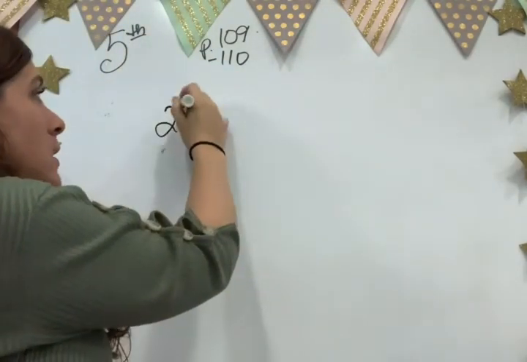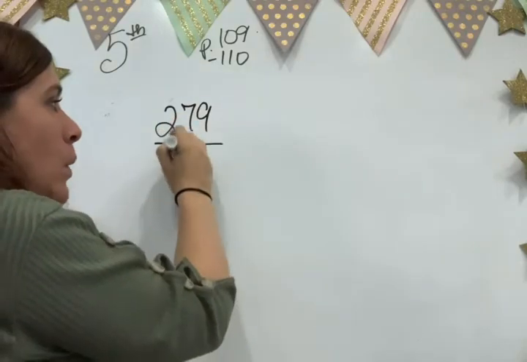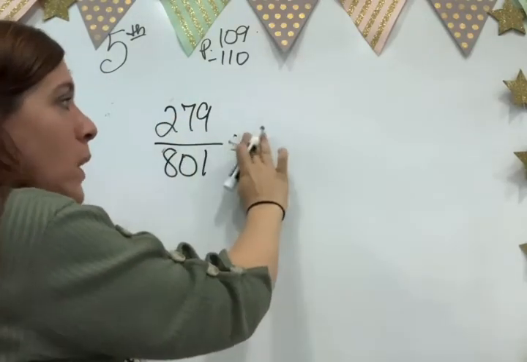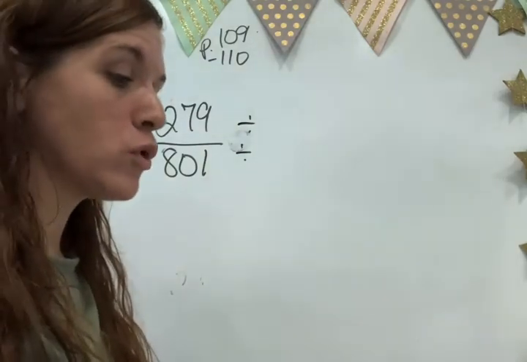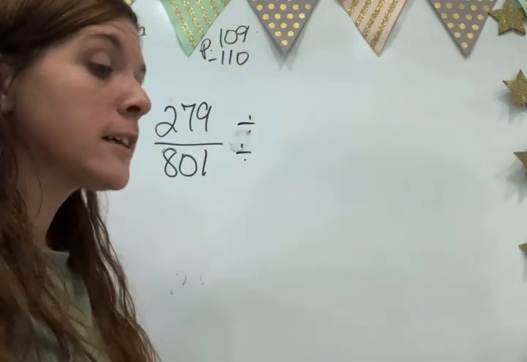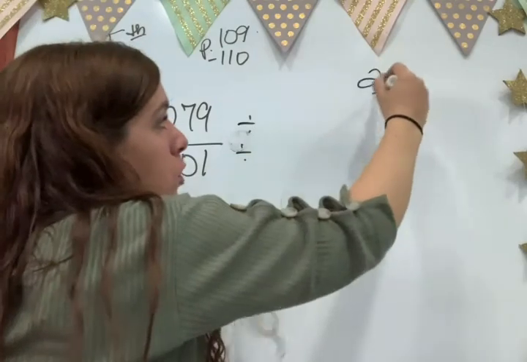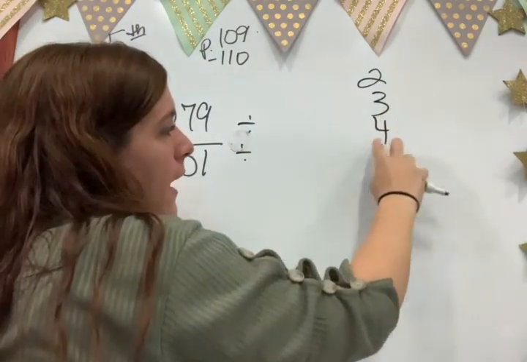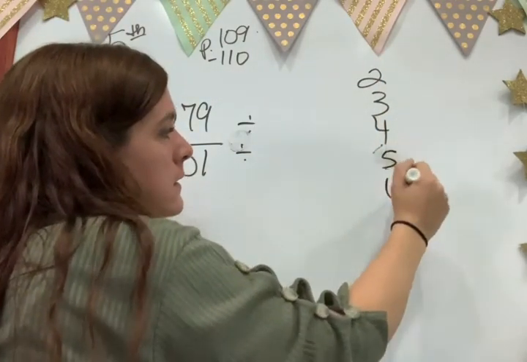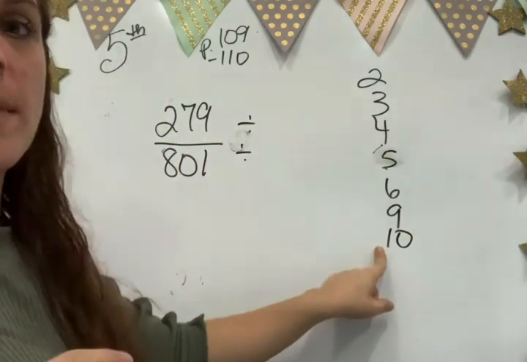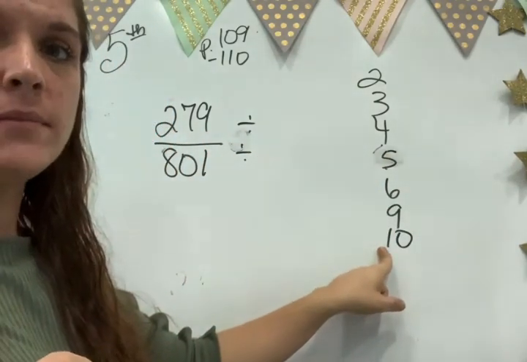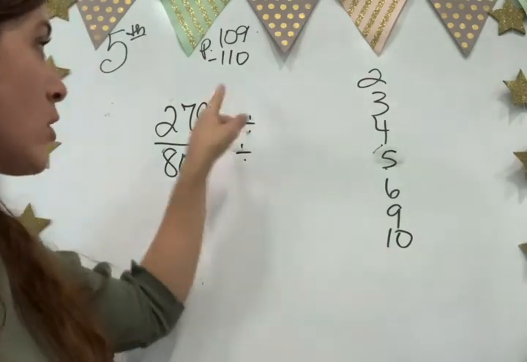Letter A, 279 over 801. We need to decide what number we can divide both of these by to reduce. Well, look, let's do this: 2, 3, 4, 5, 6, 9, 10, okay? Let's start with the biggest one. Can we divide these numbers by 10? No, because they don't end in 0.